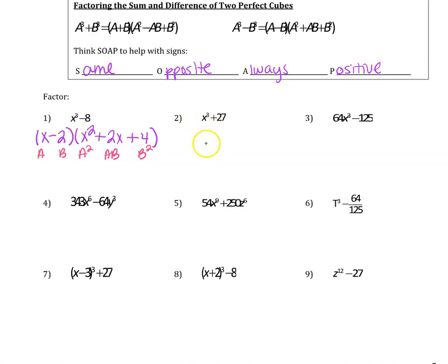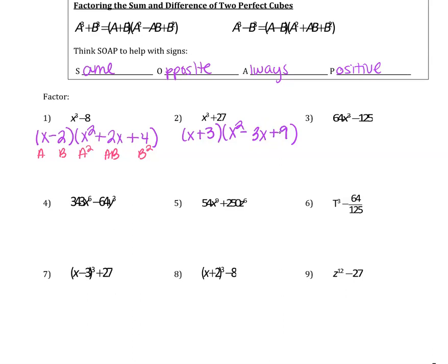Okay, so if I did x cubed plus 27, cube roots of each would be x plus 3, square, product, square, same, opposite, always positive.